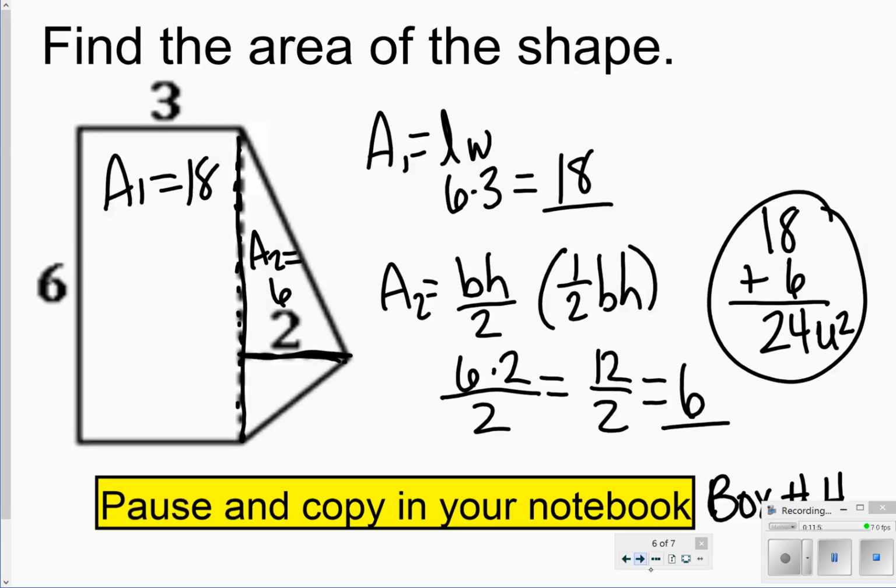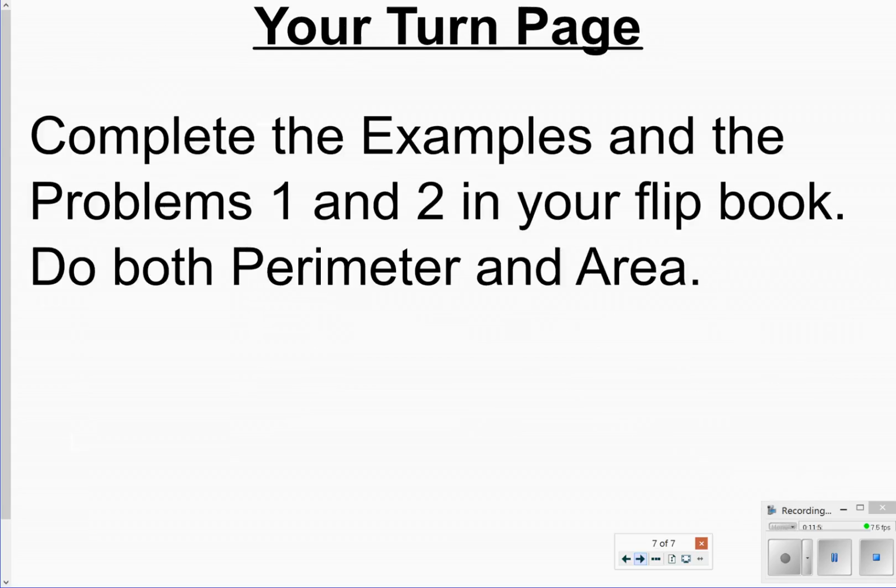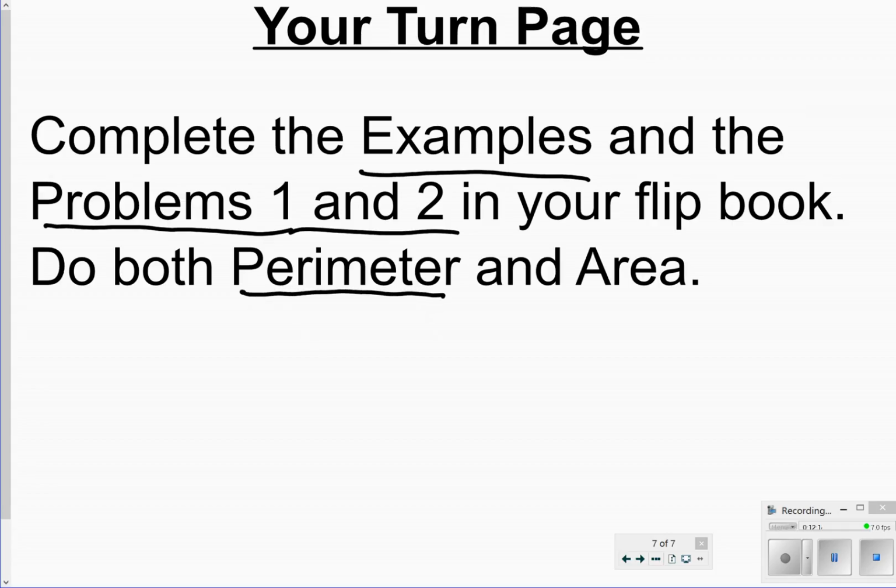Excellent. Well, for your turn page, you have pages for your math notebook, and I want you to complete both of the example and the problems 1 and problems 2 for your flip notebook. That'll be in your math notebook. I want you to go back and review perimeter, add that to one section, and I want you to do the area problem as well. Complete those parts. And we will discuss your answers to these and any other questions you have in class.